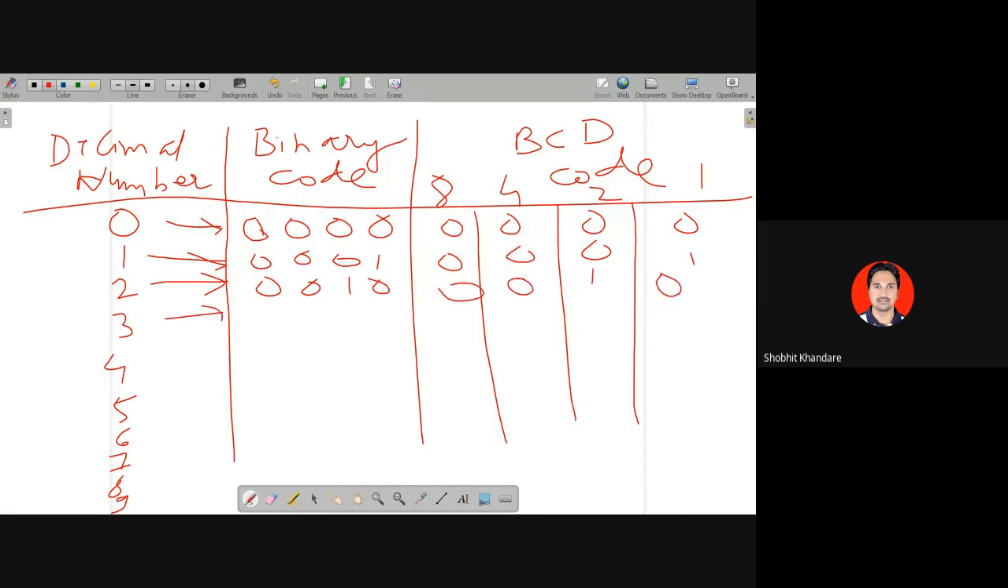For 3, it will be 0011. And for BCD, it will be 0011. Similarly, for 4, it is 0100. For BCD, also it is 0100. And so forth.